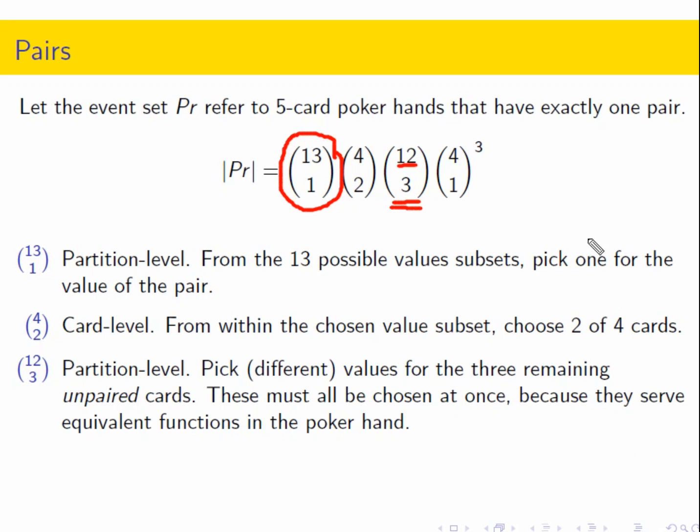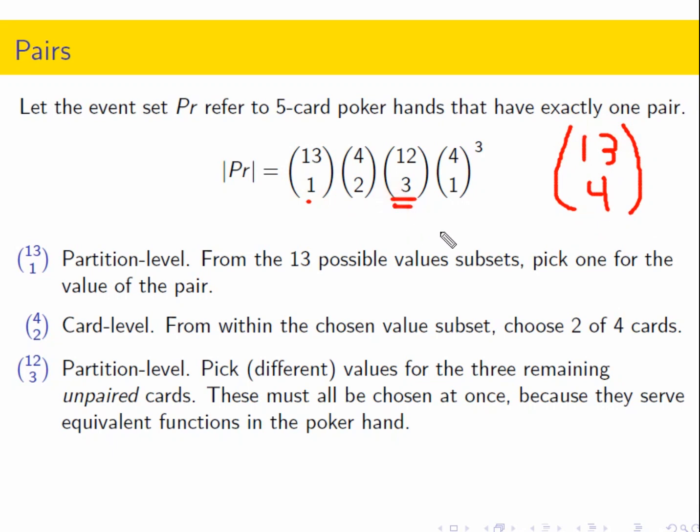Now, there's another question here. If you're thinking clearly, you'll be asking yourself, well, why couldn't I have picked 4 values at the partition level at the very outset? Just pick all 4 of them at once. Pick the 1 I need here and pick the 3 I need here.